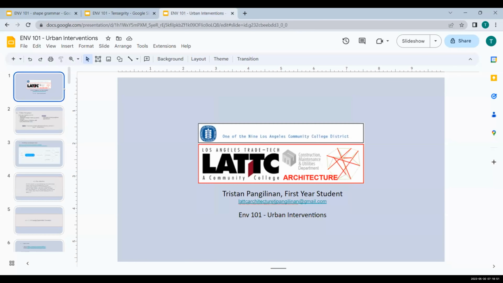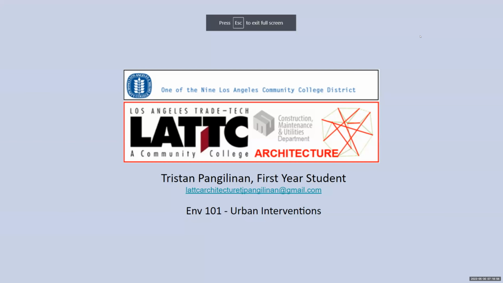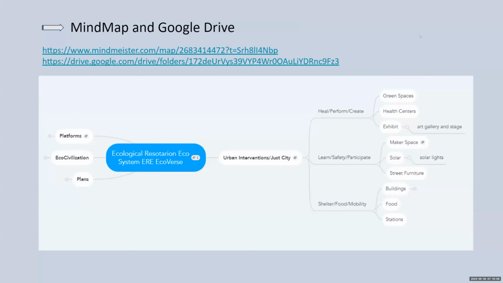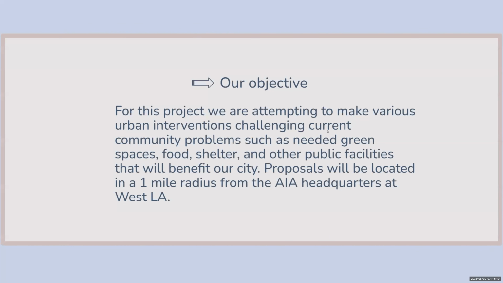Okay, and then our final project, urban interventions. Starting this one off, I put the links for the mind map and Google Drive, which were important parts in our project. So our objective for this project is that we're attempting to make various urban interventions addressing community problems like needed green spaces, food, shelter, and other public facilities. And proposals will be located in a 1-mile radius from the AIA headquarters at West LA.